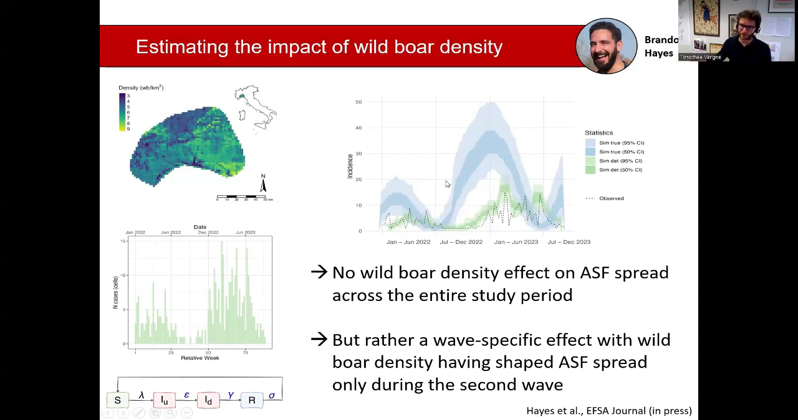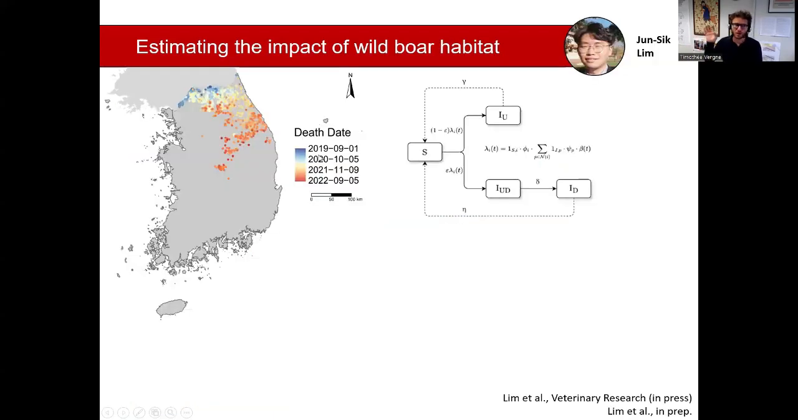So that was something that was kind of striking, that it was not possible to show a constant effect. If there was an effect, that was a bit weird. And then finally, I'm coming to the context of Junshik's PhD, where one of the questions was to estimate the impact of wild boar habitat on ASF spread.